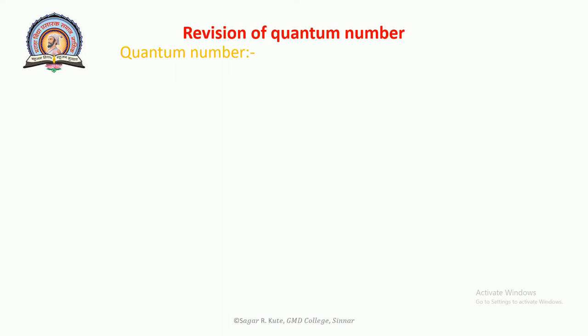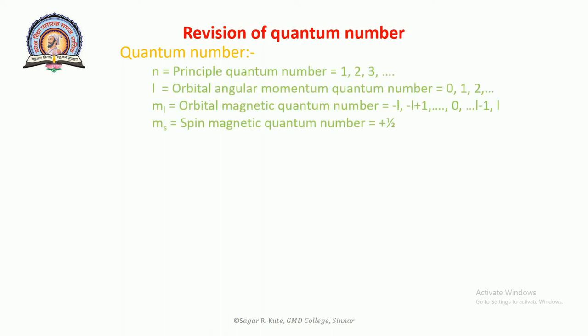From the Schrödinger equation, we get three quantum numbers. That is, n is the principal quantum number: 1, 2, 3. L is the orbital angular momentum quantum number: 0, 1, 2 up to n minus 1. Third, ml is the orbital magnetic quantum number: minus l, minus l plus 1, 0, up to l minus 1 or l. Fourth is ms, the spin magnetic quantum number, that is plus half or minus half.